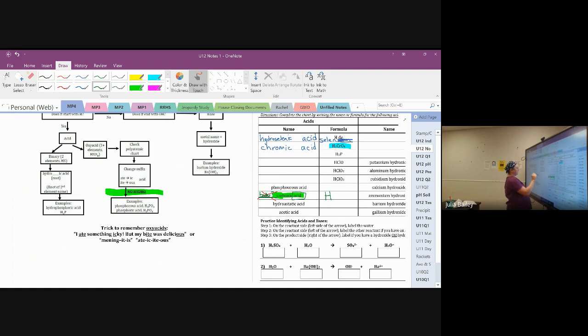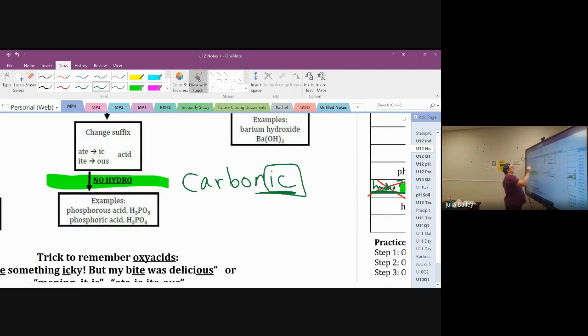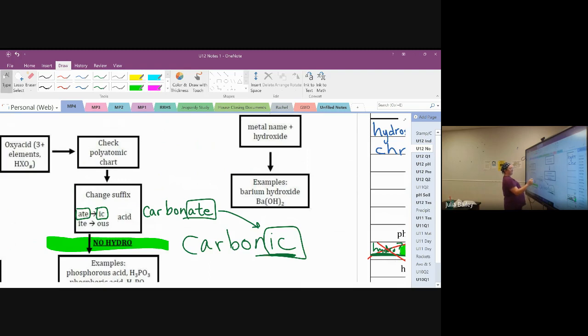So if I look at this word carbonic, I know that this ick suffix should have been something else when it was on the ion chart. So I'm going to look at what the rules about suffixes are. The suffixes say that an ick would have come from ate. So this word carbonic, before it became an acid, was just carbonate, because the ate turned into an ick when it joined up with the hydrogen. So now we're going backwards.